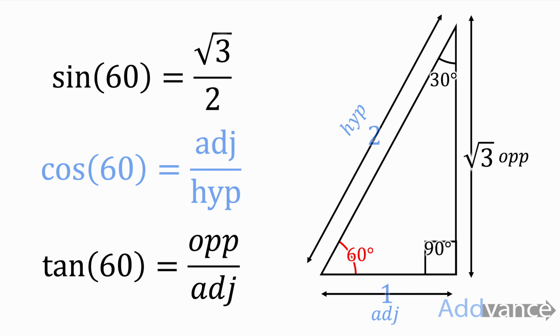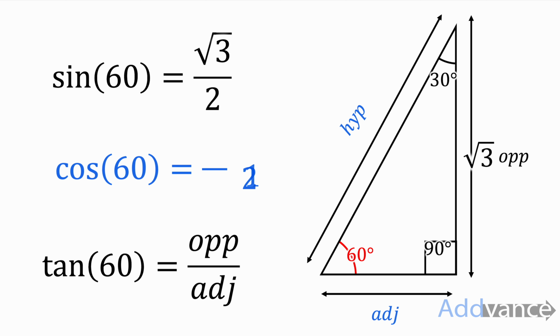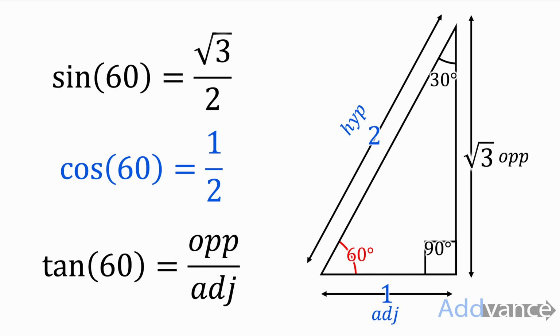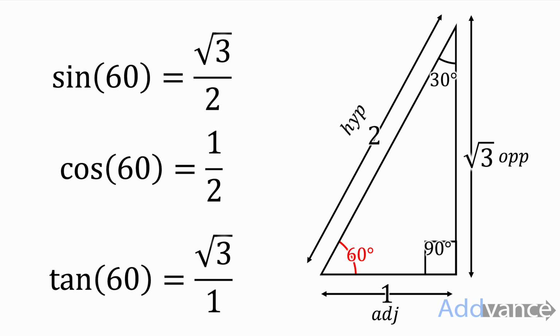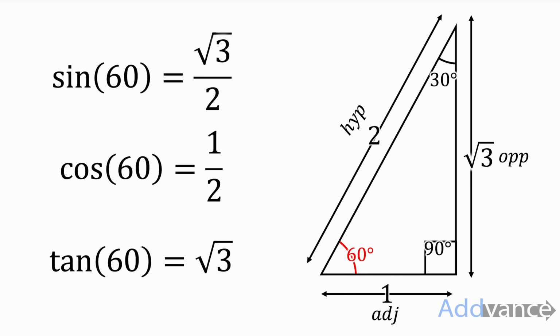Cos of 60 is the adjacent over the hypotenuse, which is 1 over 2. Tan of 60 is the opposite over adjacent, like this, which is root 3 over 1. And root 3 divided by 1 is just root 3. So now we know sine 60, cos 60 and tan 60 just by memorizing this triangle.